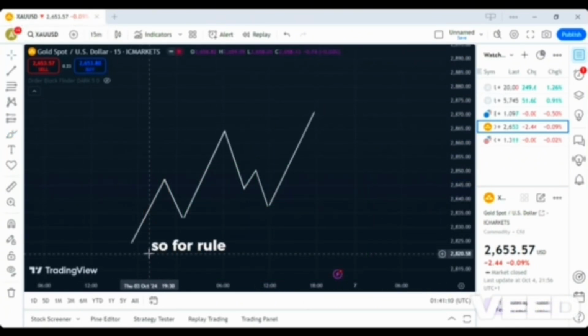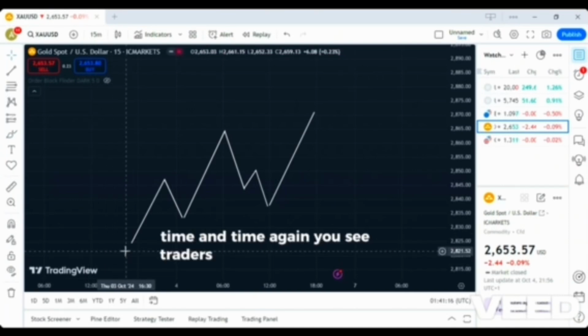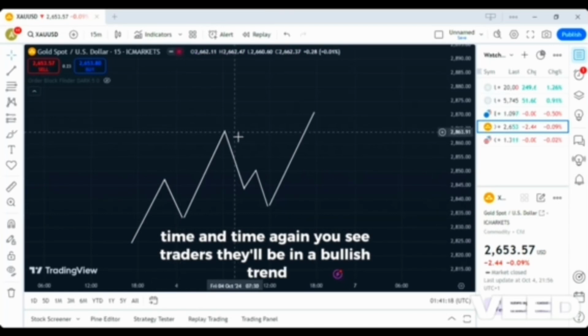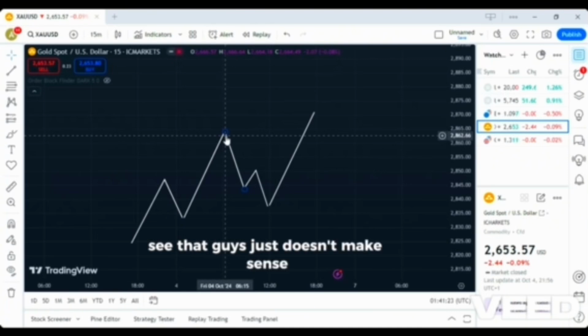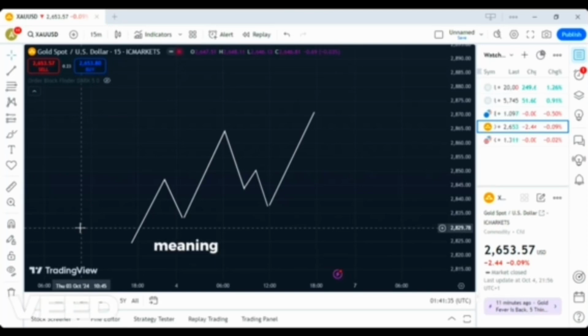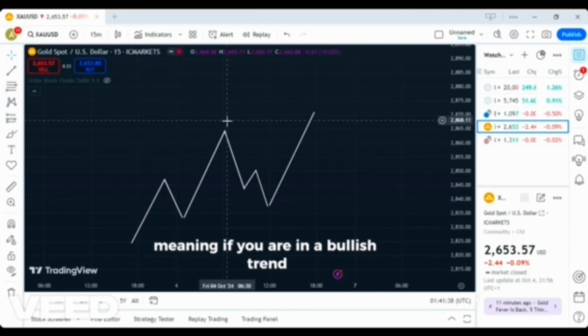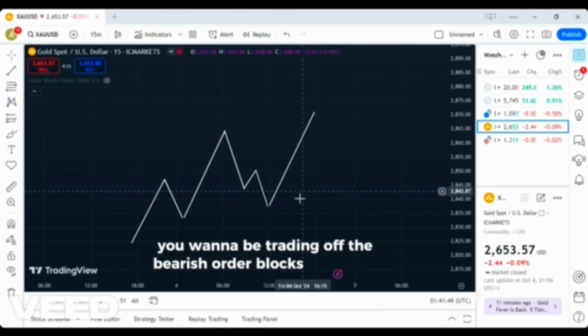Okay, guys, so rule number one is you must be pro trend. Time and time again, you see traders in a bullish trend trying to take a trade off a bearish order block. See that, guys? It just doesn't make sense. You should not be doing that in any case, because most of the time, price will just come and hit your stop loss and stop you out of the trade. So you want to be pro trend, meaning if you are in a bullish trend, as you can see in this example here, you want to be trading off the bullish order blocks. Vice versa, if we were in a bearish trend, you want to be trading off the bearish order blocks. Okay guys, so that's rule number one.